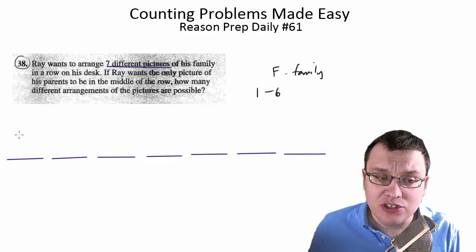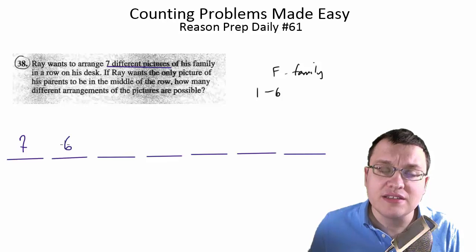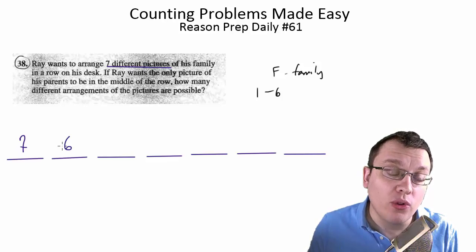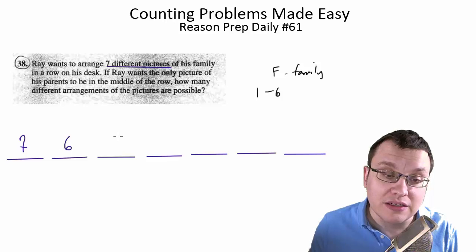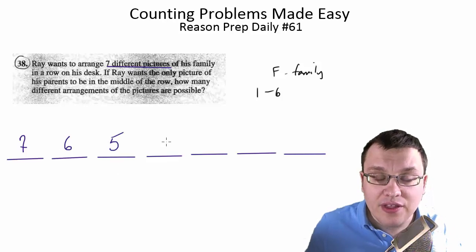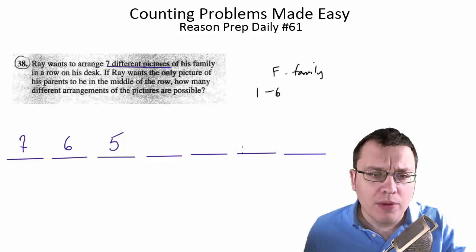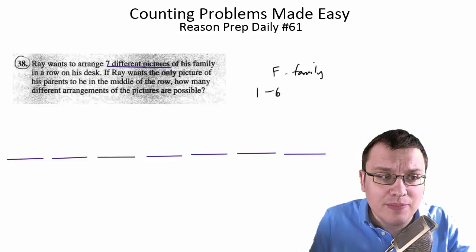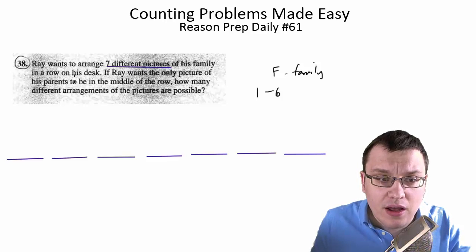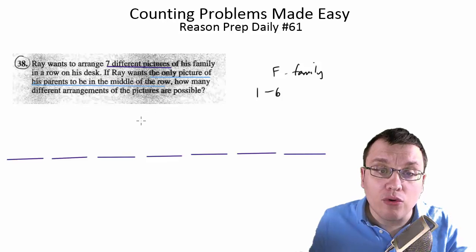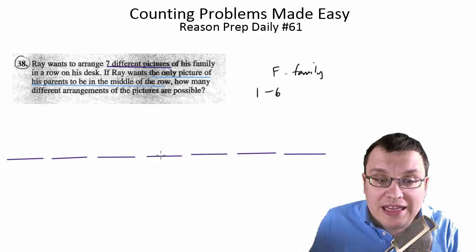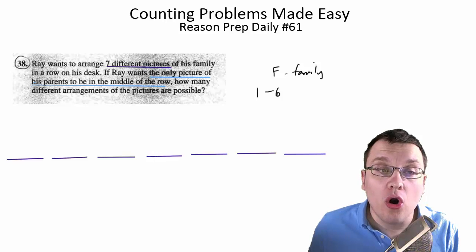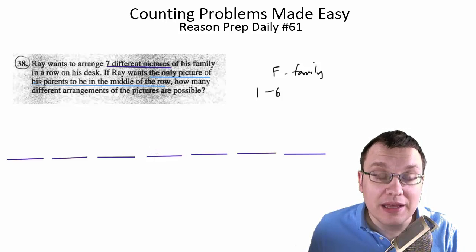Now, you might be tempted to start here and say, okay, I've got 7 choices here. Then I've got 6 choices here. Once I've made that choice, I'm only going to have 6 left to put here. So it goes down to 6. And then I've got 5, and then 4, and then 3, and then 2, and then 1. But you would get an answer that doesn't work because this is not taking into account this idea that we need to have the only picture of his parents in the middle of the row, right? So we need this spot to always be the parents in this position.